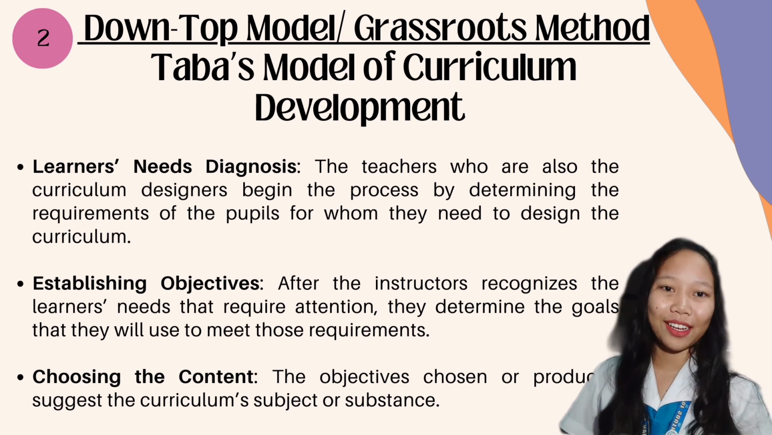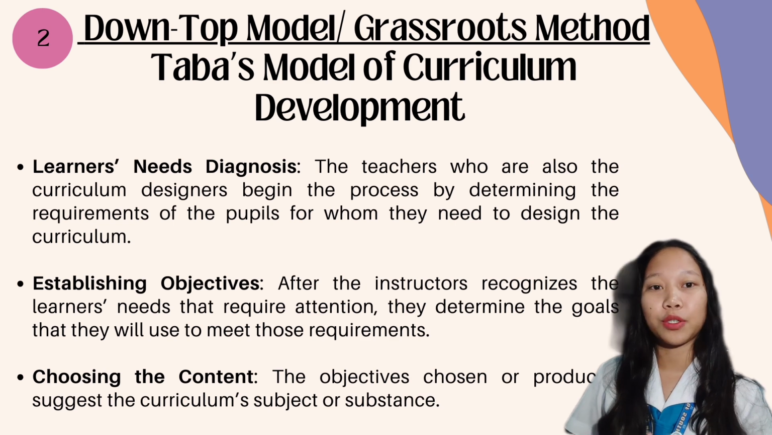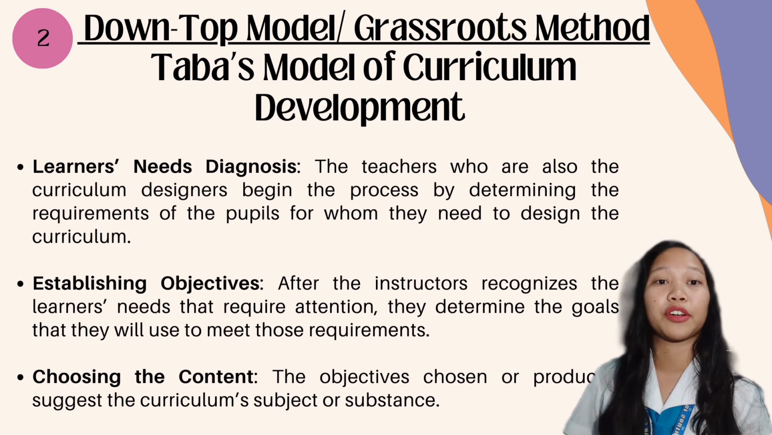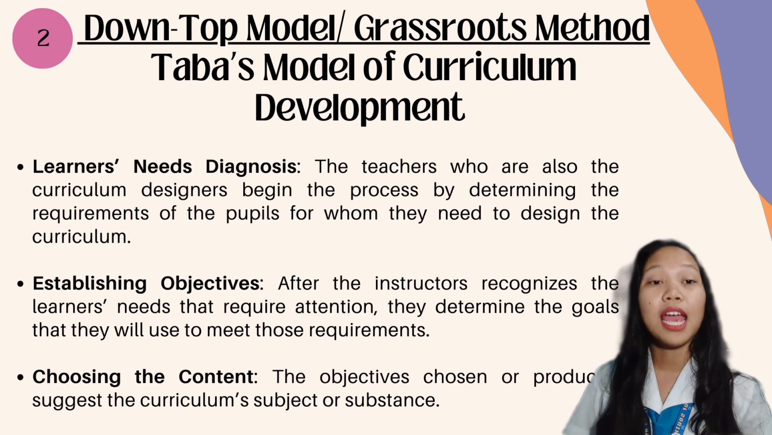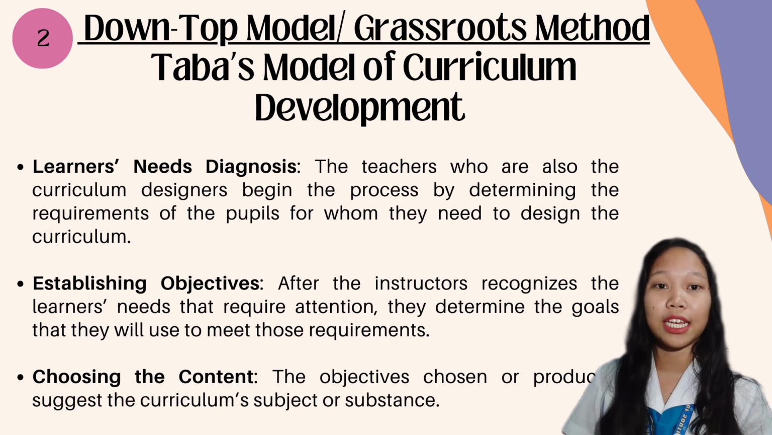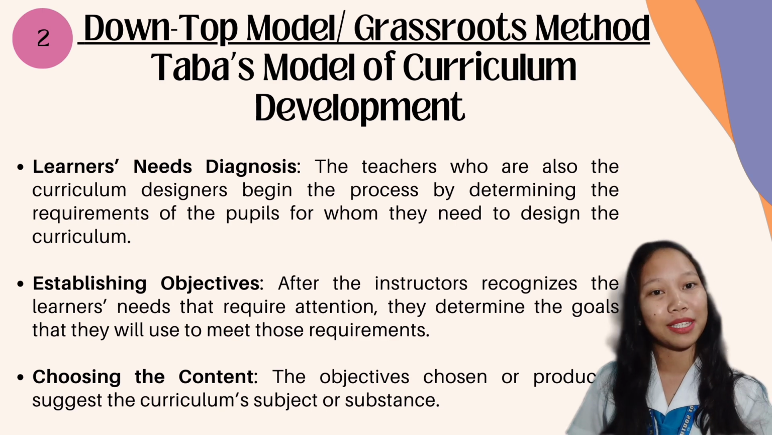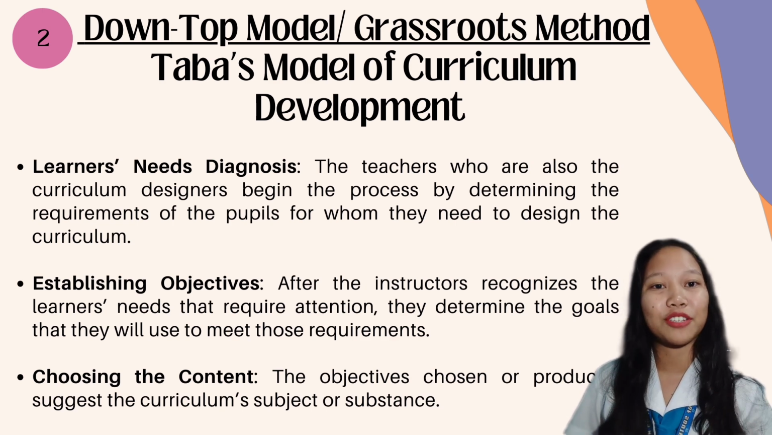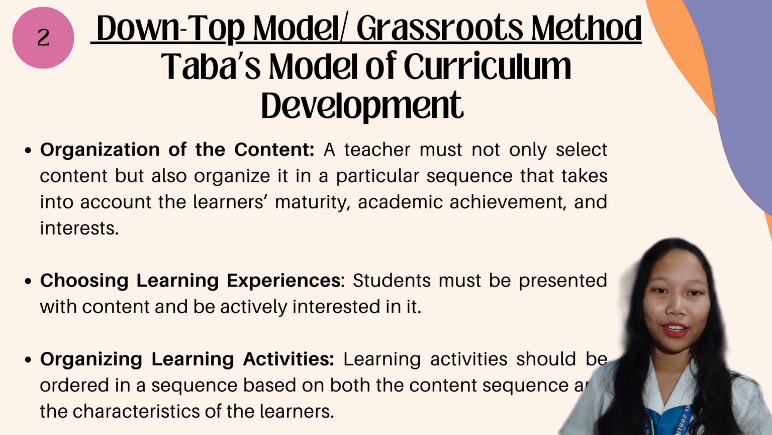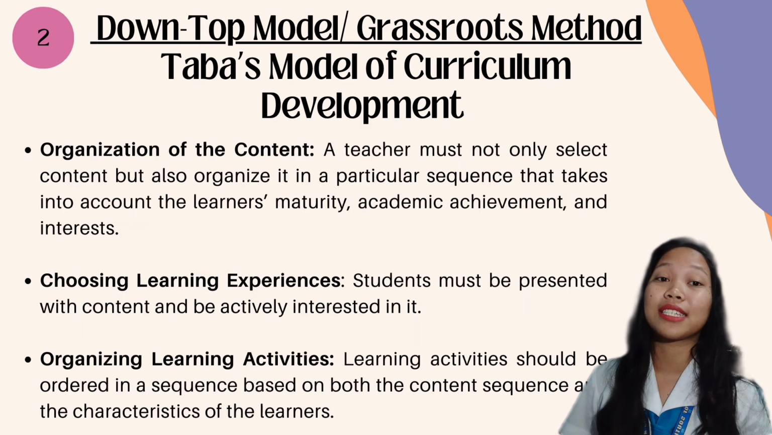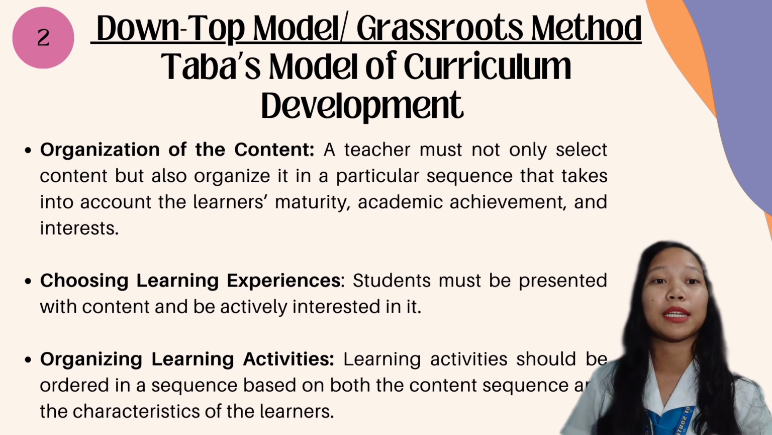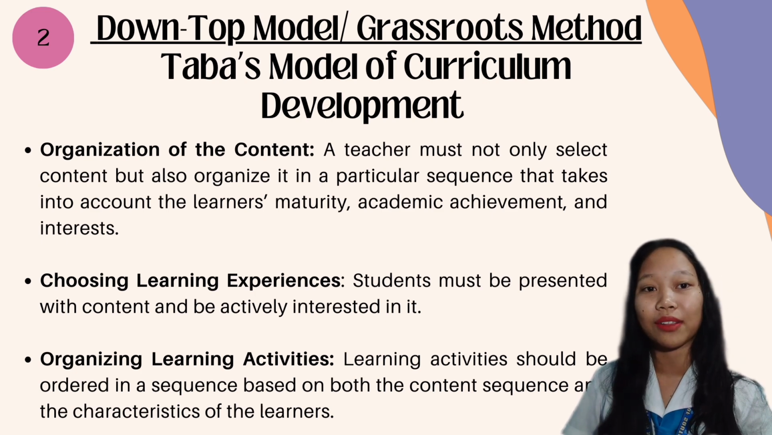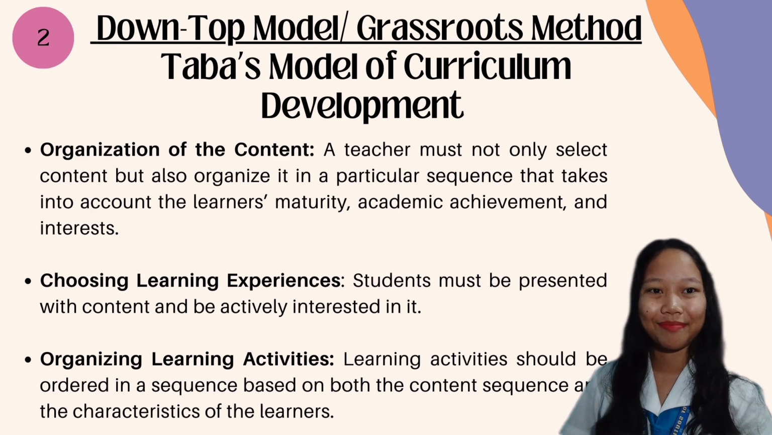Third, choosing the content. The objectives chosen or produced suggest the curriculum subject or substance. It is necessary to determine the validity and significance of the chosen content in addition to the aims and substance. That is, the content's relevance and significance. Next is organization of the content. A teacher must not only select content but also organize it in a particular sequence that takes into account the learner's maturity, academic achievement, and interests.